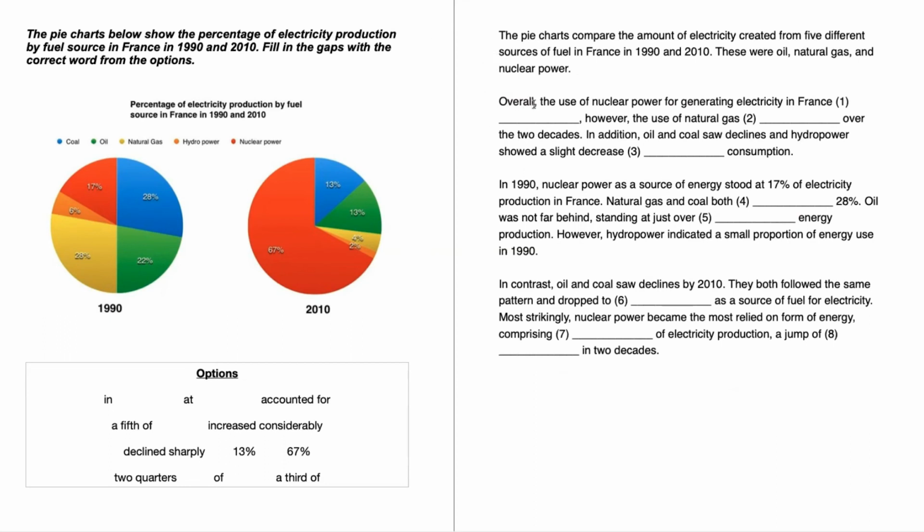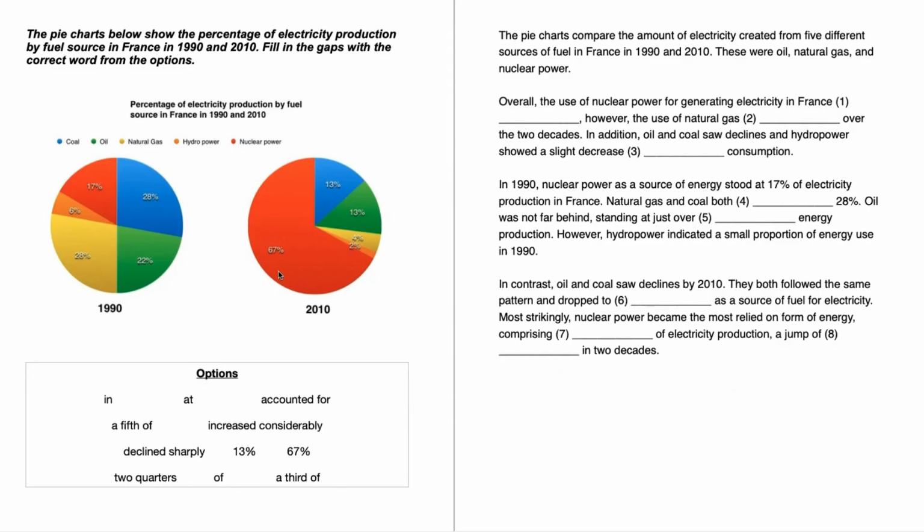It says, overall, the use of nuclear power for generating electricity in France, blank. Now, we see the use of nuclear power. So nuclear power is in red, and it says overall nuclear power, it definitely increased, and it's actually quite an increase. So it's looking at 17% all the way to 67.